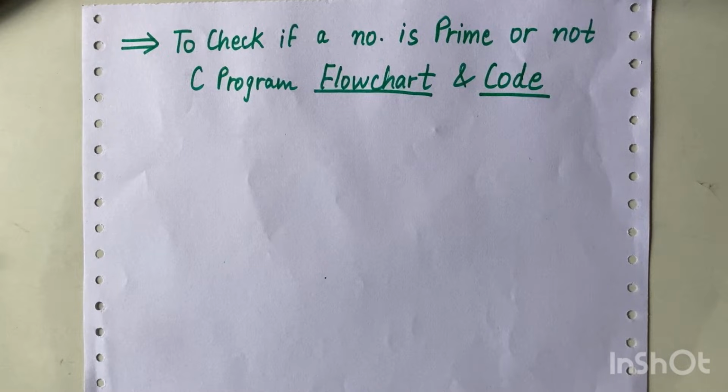As you know by the title, in this video we are going to write a code to check if a number is prime or not in C language. We will draw the flowchart and also we will write the code for the same program.